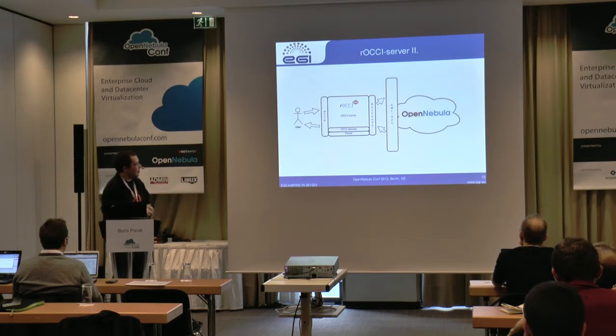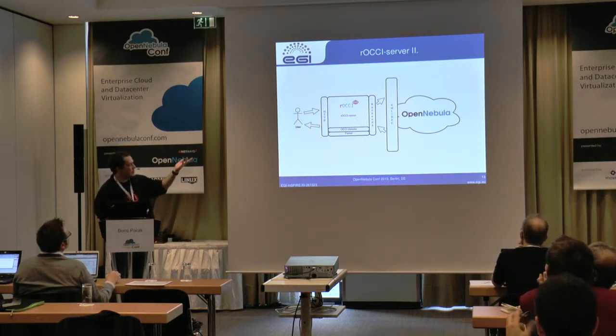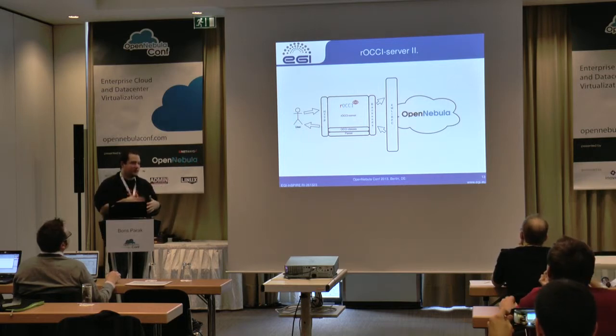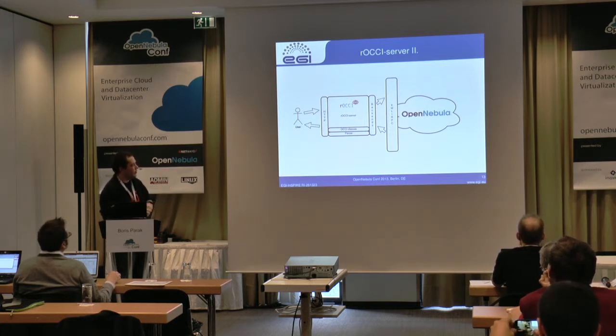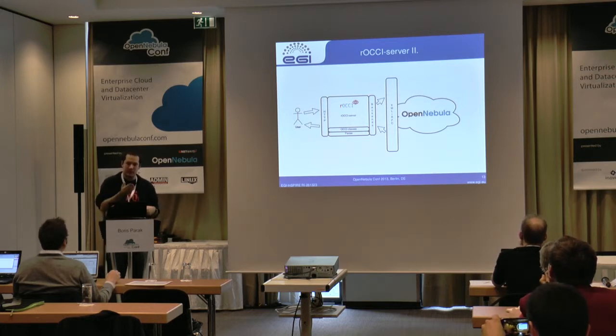Here is an example of the functionality. The user will contact the rOCCI server through HTTP. The rOCCI server will parse the request and make an abstract representation that will be passed to the backend. The backend will call OpenNebula through XML RPC, and OpenNebula will respond. We will take the response, convert it into OCCI, and send it to the user.